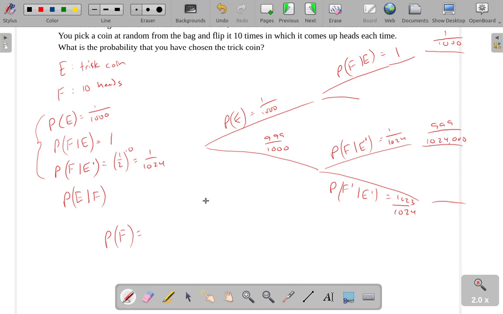So right now I'm looking for the probability of F because I'm trying to find the probability of E intersect F divided by the probability of F. This is my generic conditional probability. The probability of E given F is the probability of the intersection divided by the probability of the condition here. So let's see. Probability of E intersect F was this one up here. That's 1 over 1,000. The probability of F is going to be the sum of these. That's my law of total probability right there.